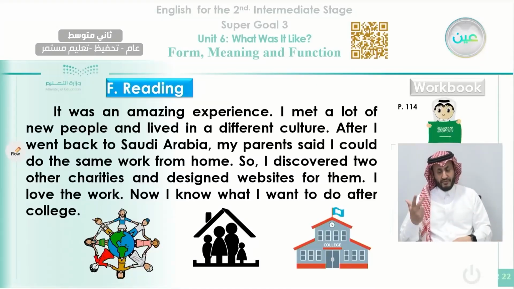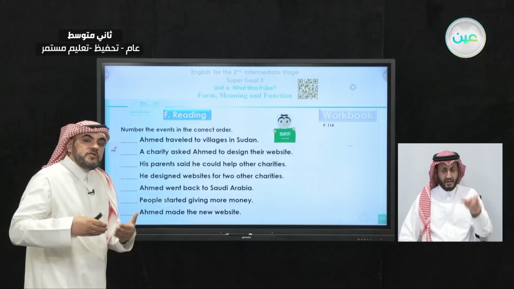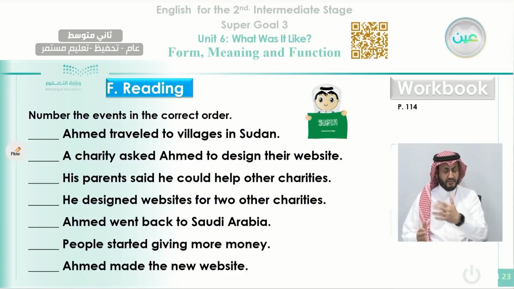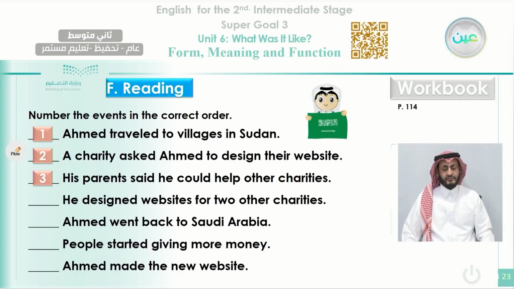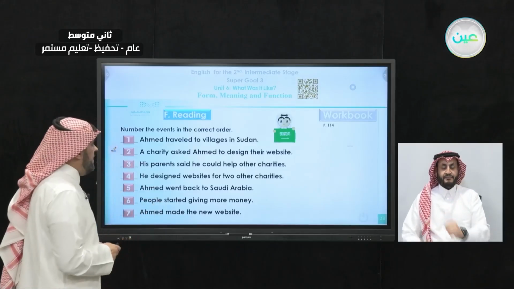Okay, this is the last paragraph, and Ahmed is telling us about his experience, and also you can find the comprehension question here. This exercise wants you to put the events or the things that Ahmed has done in order. Ahmed traveled to a village in Sudan, and then a charity asked Ahmed to design their website. His parents said he could help other charities, and he designed websites for 2 other charities. Ahmed went back to Saudi Arabia. People started giving more money, and Ahmed made a new website. These are the things or the steps in order that Ahmed has done.